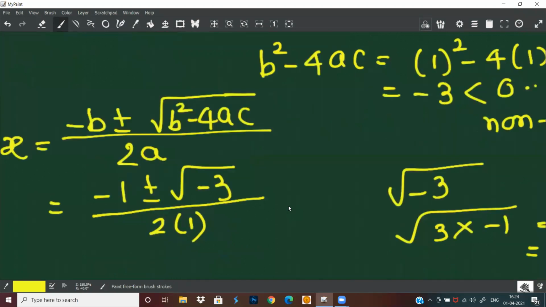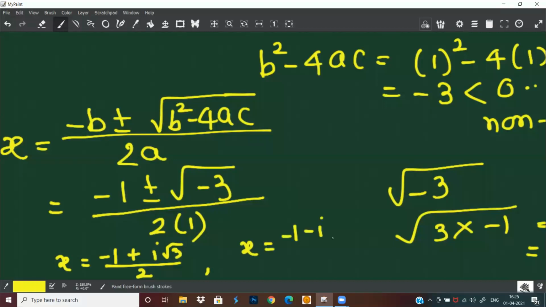So we substitute in the formula and we get two complex cube roots: minus 1 plus I root 3 upon 2. I showed you here, 3 into minus 1, it is I root 3. It is not 3I. And the other one is minus 1 minus I root 3 upon 2.